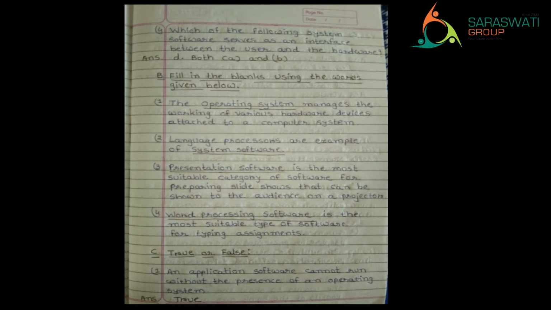Who is managing all this working or the control of a computer? It is in the hand of OS. That means operating system. अगर operating system नहीं होती तो हम computer चला ही नहीं पाते, right? So the correct answer for this is operating system. Next one. Language processors are examples of blank. What is that? They are the example of system software. Right? So that is the answer.